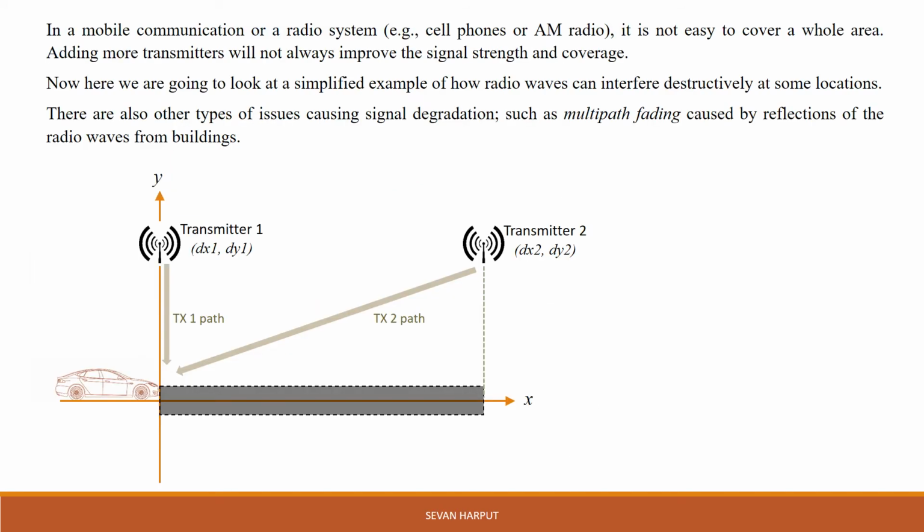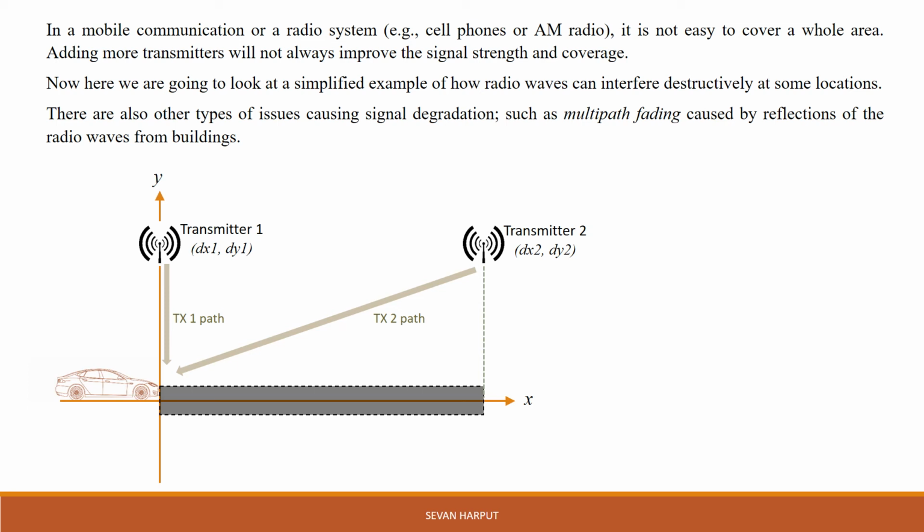So let's look at the problem. If we look at a mobile communication or radio system, examples are cell phones or amplitude modulated radio transmission, AM radio, it's not easy to cover a whole area. So you have a city, you have a district, you put a transmitter, and you're transmitting and trying to cover the whole area. What usually happens is your signal gets attenuated and you need to add more transmitters. But when you add more transmitters, it will not always improve the signal strength and the coverage.